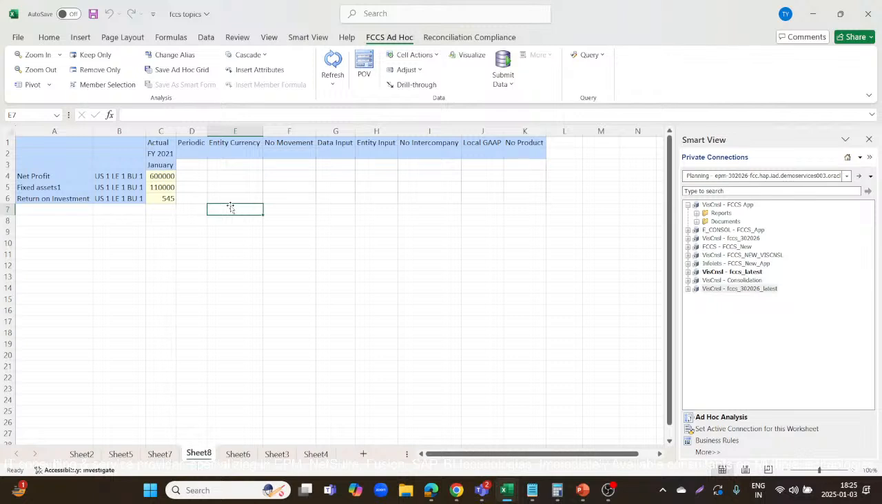That means the investment has generated a return that is greater than its cost. A positive ROI usually means a more successful investment. And you can see how we derived this number: 6 net profit divided by the fixed asset, multiplied by 100. This is the ROI amount that we have derived. So this is how we calculate the return on investment with the help of a business rule.